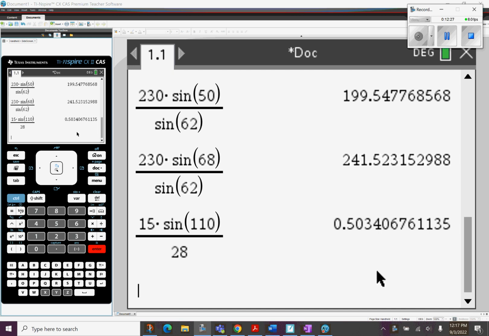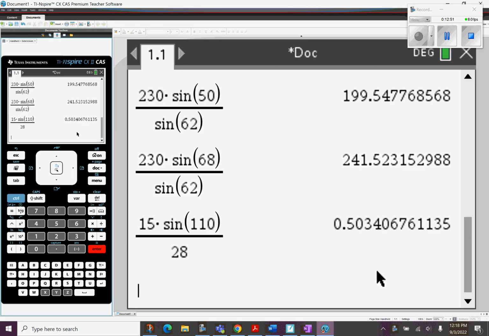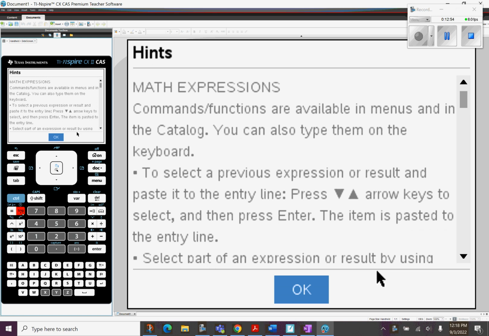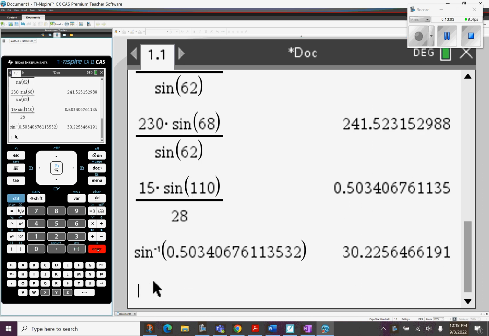What does that number tell us? It tells us the sine of angle B. This is not the measure of angle B. We're not saying that that angle is, what, half a degree? No, absolutely not. So our next step then is to take the inverse sine of both sides to get that angle measure. We want inverse sine of that answer in degrees, and we'll round that off to about 30.2.